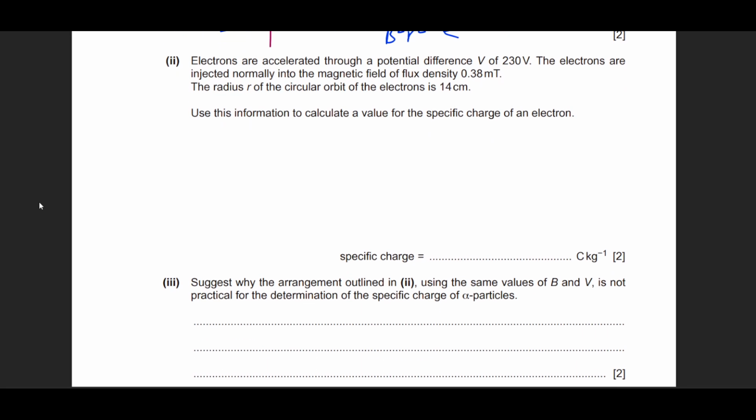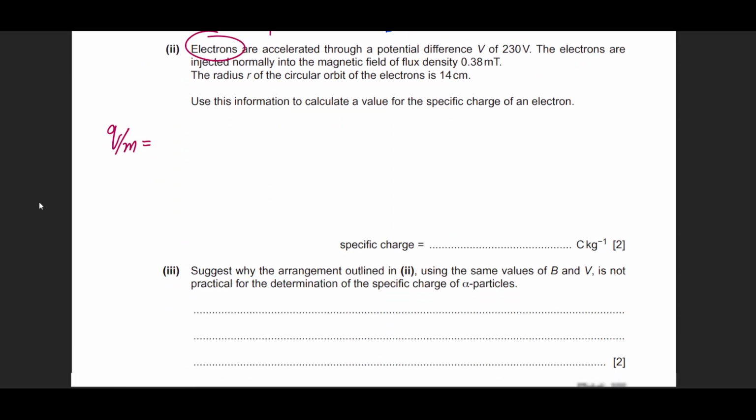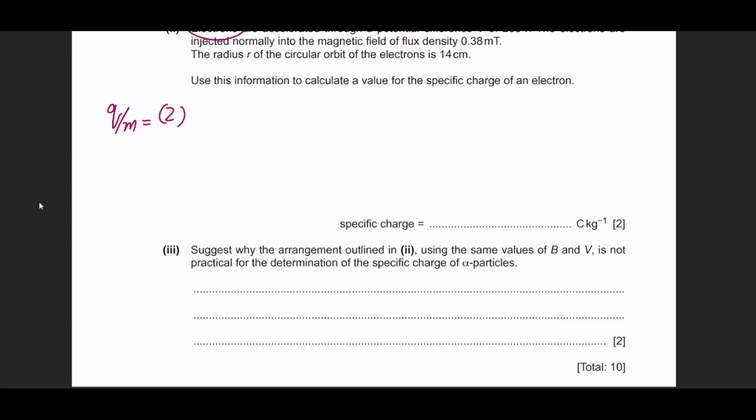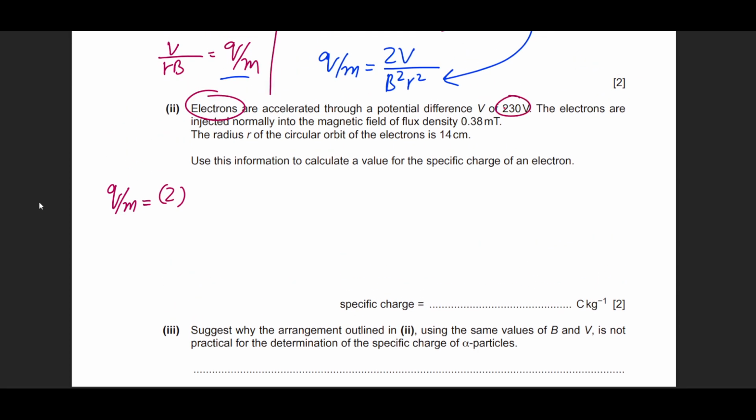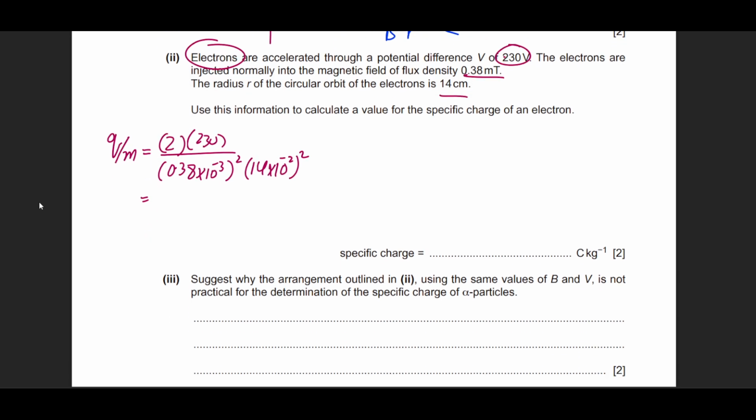It says find the q by m of an electron. So charge by mass of an electron can be found by this formula, 2v divided by b squared r squared. So 2 times the voltage it was accelerated through, 30. What's the b? 0.38 millitesla, so 0.38 into 10 raised to the power minus 3, squared. R squared is 14 centimeters, so 14 into 10 raised to the power minus 2, whole squared. When you finally calculate this, it becomes 1.625 into 10 raised to the power 11 coulombs per kg.